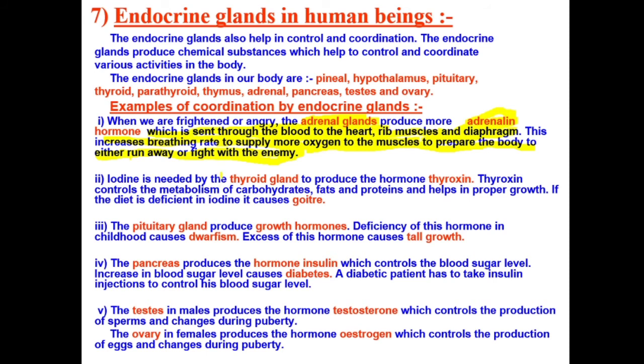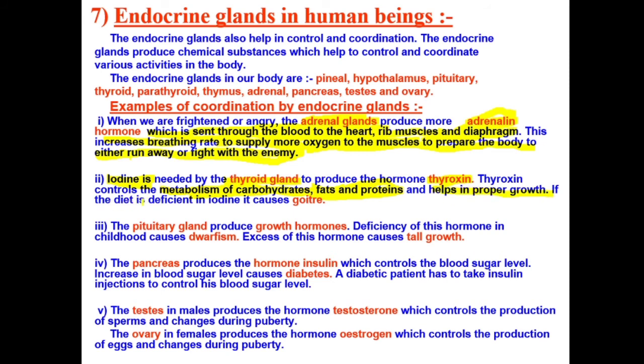thyroid gland. For the thyroid gland, iodine is very much needed because the hormone produced by the thyroid gland, called thyroxine, needs iodine to be made. Thyroxine controls the metabolism of carbohydrates, fats and also proteins. So it mainly controls metabolism. Metabolism means digestion, you can say in one word, or how this carbohydrate, fats or proteins will be spent in our body. Okay. And it helps in proper growth.